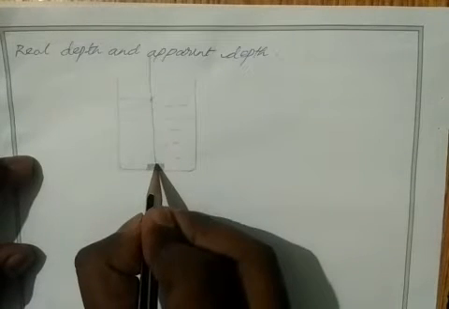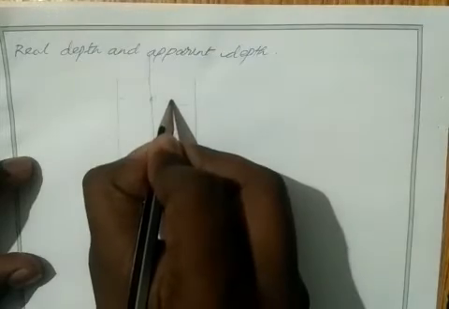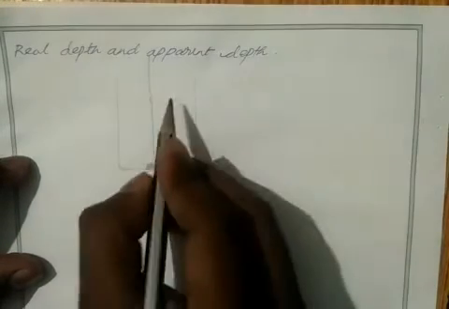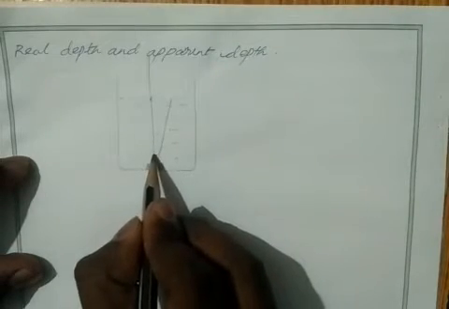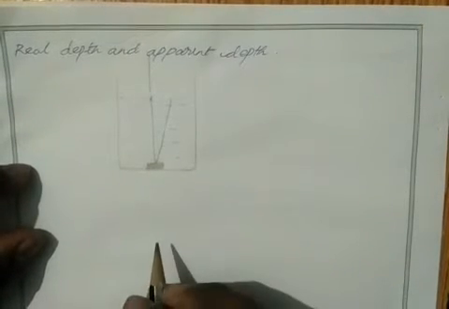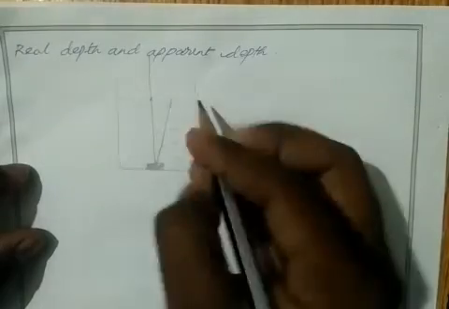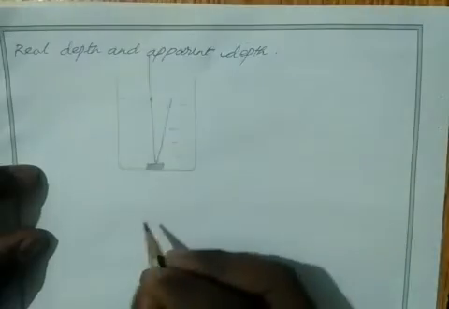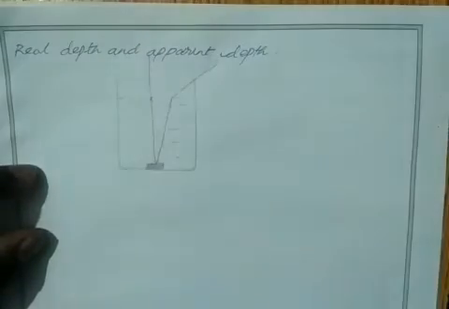Then a light comes from the object at a certain angle. Okay, so after reaching the interface, because it created a certain angle, then it will definitely undergo refraction. Correct? So after reaching the interface, it got refracted, which is falling away from the normal. So it goes like that.